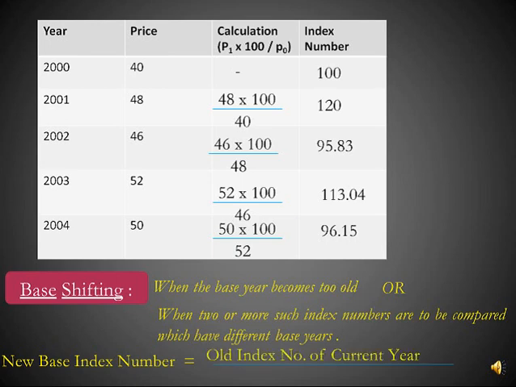So the formula for base shifting is: new base index number is equal to old index number of current year upon old index number of new base year, into 100. You just have to put values in the above formula and you will get the new base index numbers. So remember this formula.